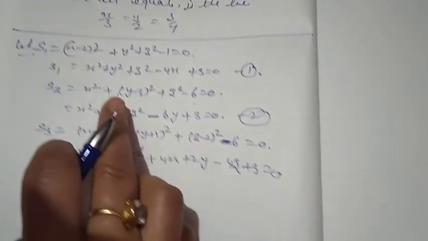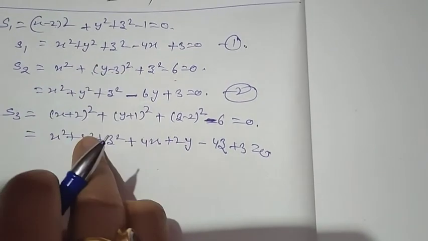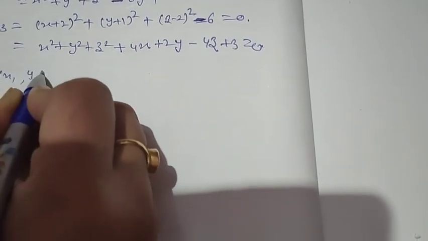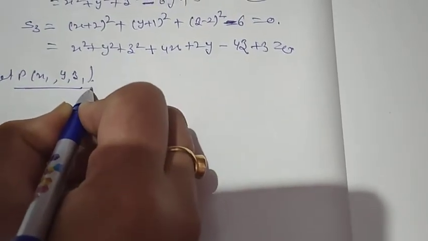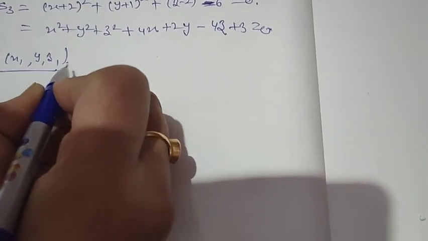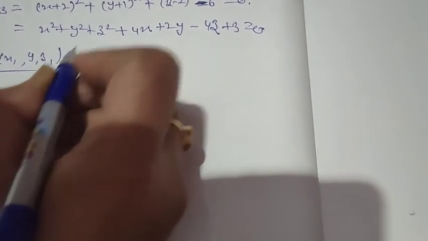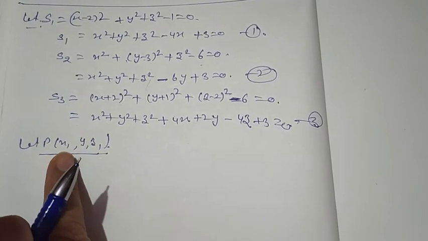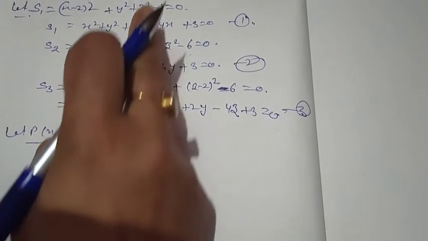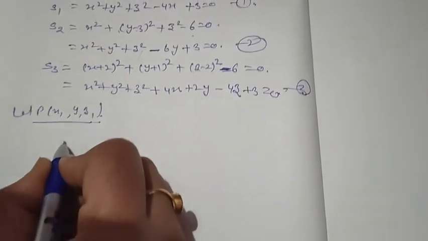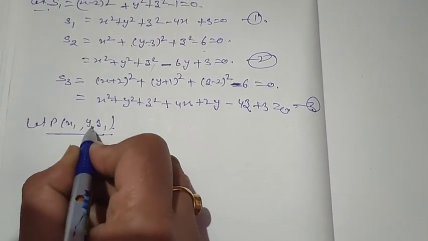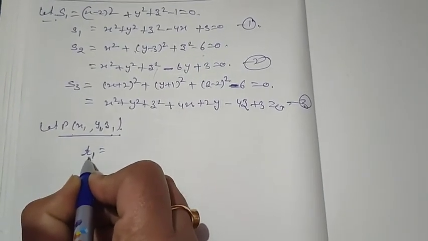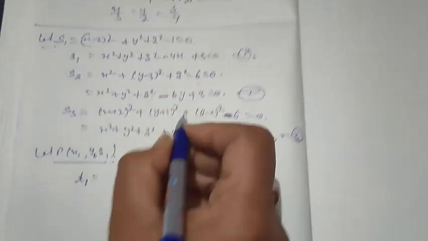Now we find the length of tangent to these three spheres from any point. Let point P be (x1, y1, z1). This is any point on the required locus. Now we find the length of tangent from the point P to the first, second and third spheres. We take T1 as the first length of tangent from the point P to the first sphere.